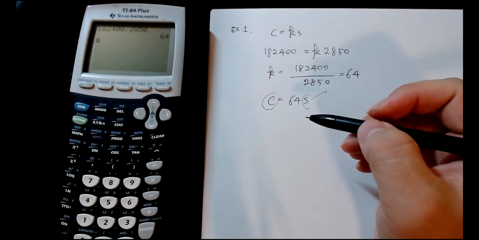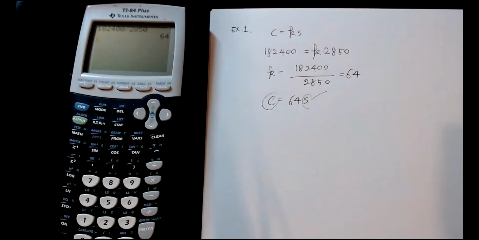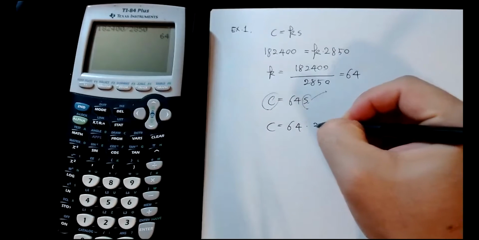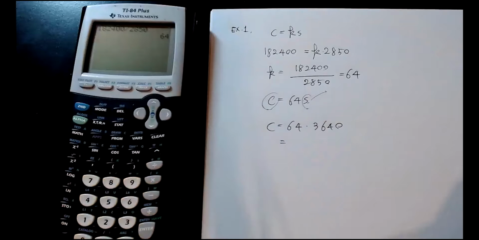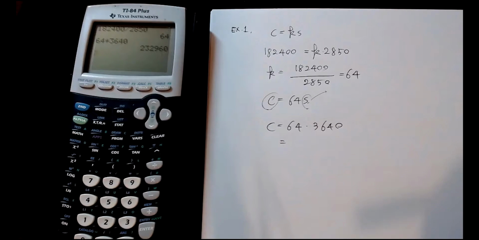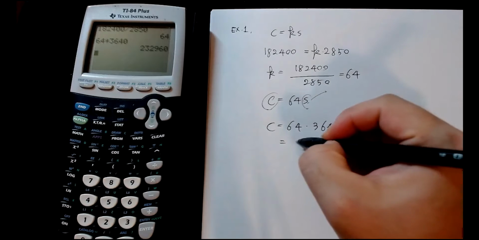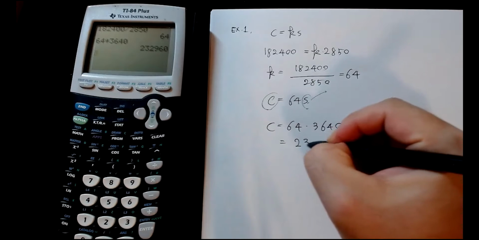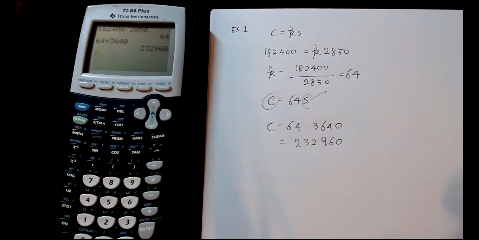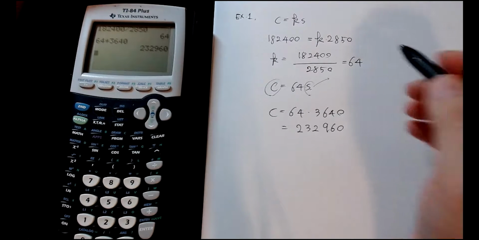So now the question is: what is the cost of a 3,640 square foot house? We plug that size into S. Then C is equal to 64 times 3,640. Okay, so now using the calculator, 64 times 3,640, we got 232,960. Okay, so that's example one.